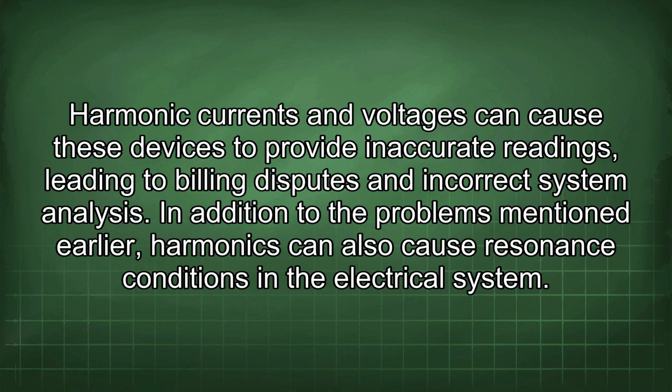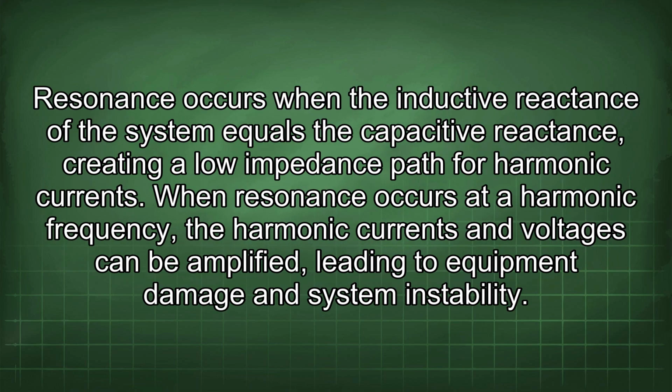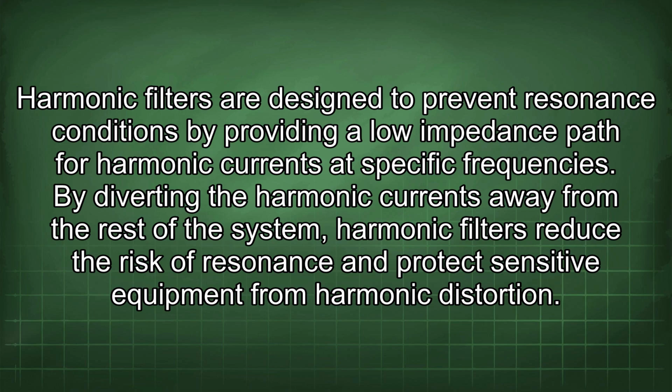In addition to the problems mentioned earlier, harmonics can also cause resonance conditions in the electrical system. Resonance occurs when the inductive reactance of the system equals the capacitive reactance, creating a low impedance path for harmonic currents. When resonance occurs at a harmonic frequency, the harmonic currents and voltages can be amplified, leading to equipment damage and system instability. Harmonic filters are designed to prevent resonance conditions by providing a low impedance path for harmonic currents at specific frequencies. By diverting the harmonic current away from the rest of the system, harmonic filters reduce the risk of resonance and protect sensitive equipment from harmonic distortion.